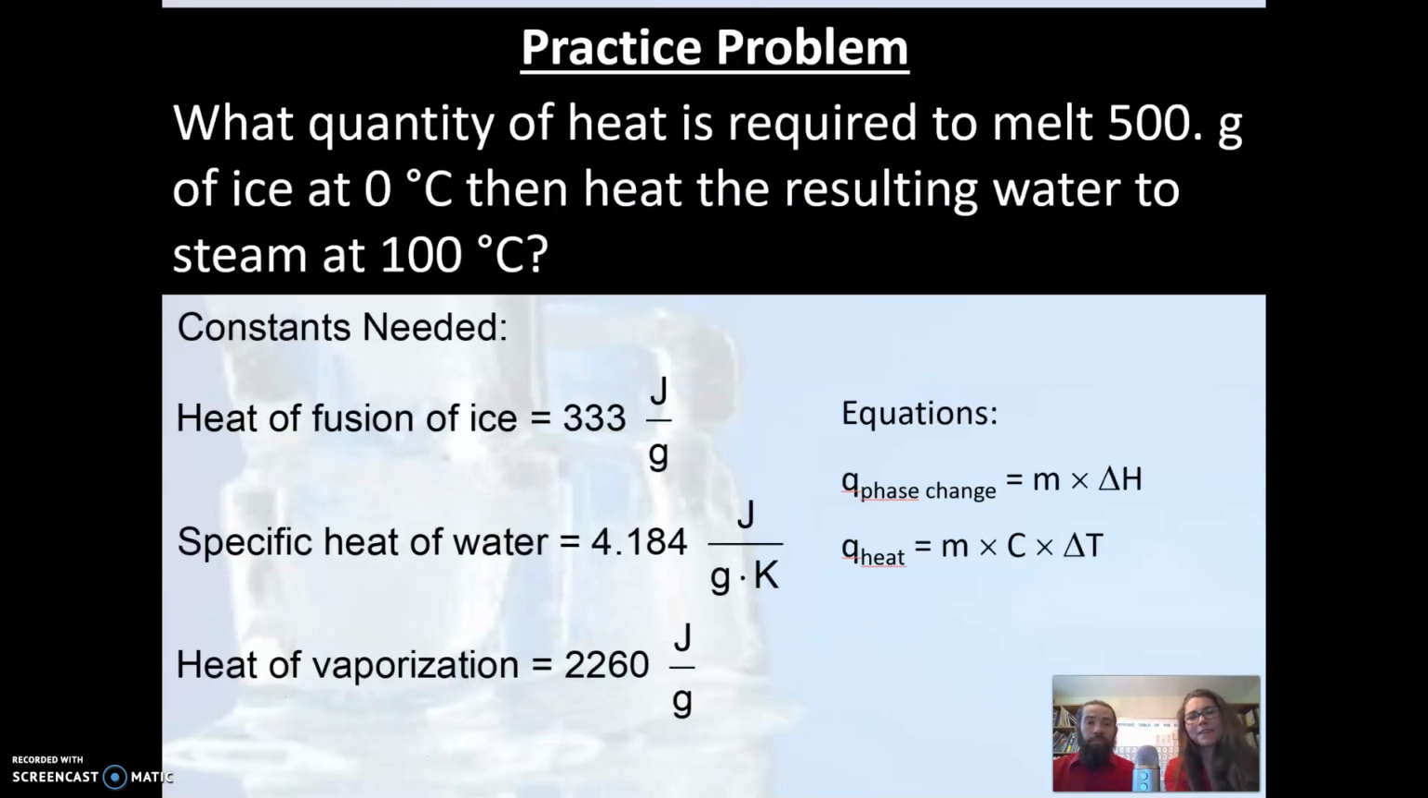Excellent. Here's a practice problem for you. Give it a try. Pause the video and make sure you draw that heating curve to see how many steps you'll need to solve this problem.